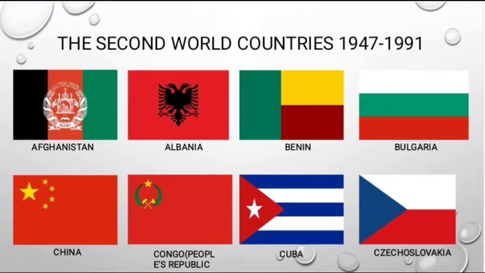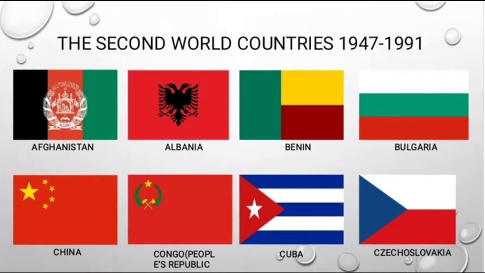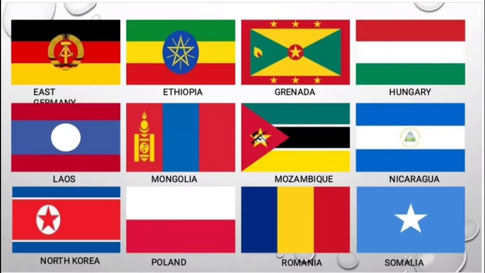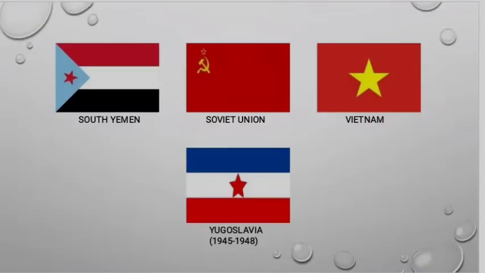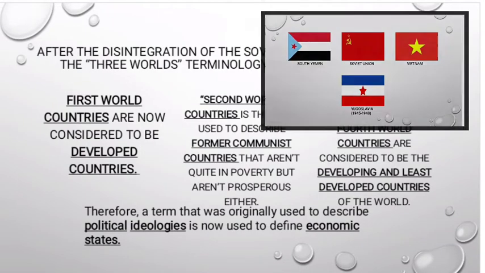The countries that belonged to the Second World from 1947 to 1991 are Afghanistan, Albania, Benin, Bulgaria, China, Congo People's Republic, Cuba, Czechoslovakia, East Germany, Ethiopia, Grenada, Hungary, Laos, Mongolia, Mozambique, Nicaragua, North Korea, Poland, Romania, Somalia, South Yemen, Soviet Union, Vietnam, and the last one is Yugoslavia in 1945 to 1948.